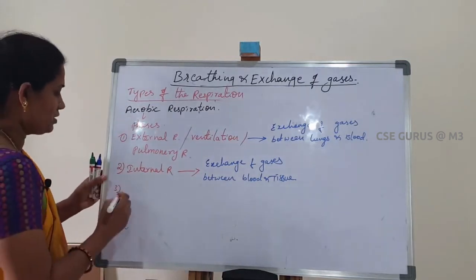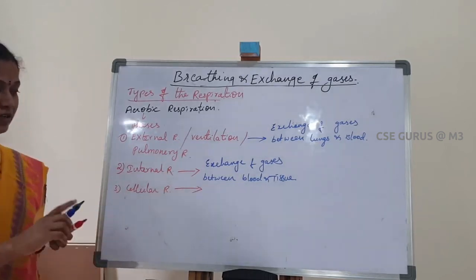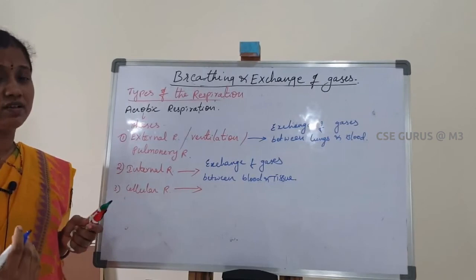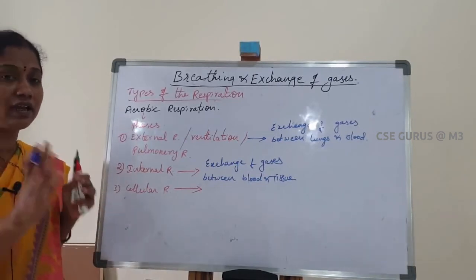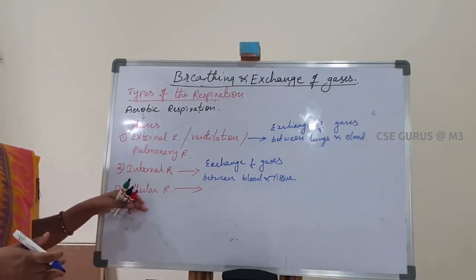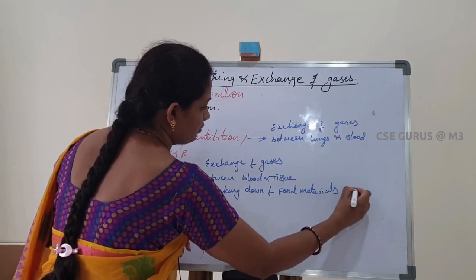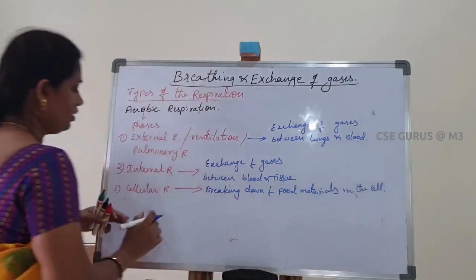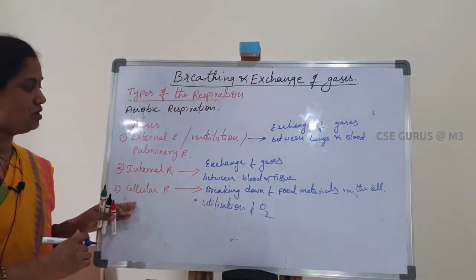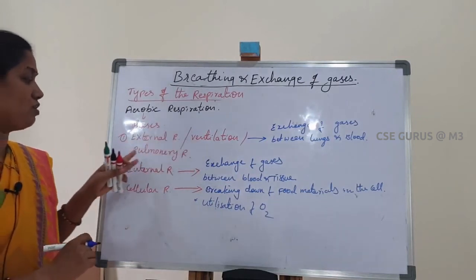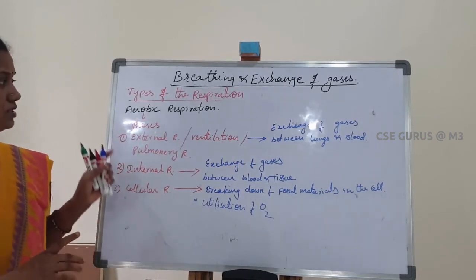One more phase is cellular respiration. Cellular respiration means that when oxygen enters the cell, that oxygen breaks down the food material to produce energy. That catabolic, oxidation reaction is called cellular respiration, the breaking down of food materials in the cell, or the utilization of oxygen. So these are three phases: external respiration, or ventilation, or pulmonary respiration; second, internal respiration; third, cellular respiration. So these are the types of respiration.